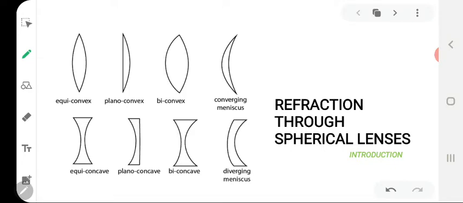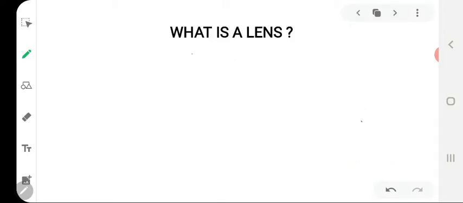Today we shall have an introductory class on the topic refraction through spherical lenses. Let's begin today's lesson with an answer to this question: what is a lens?